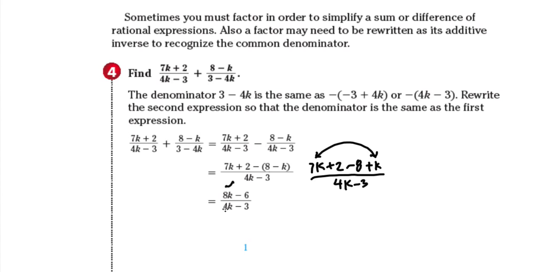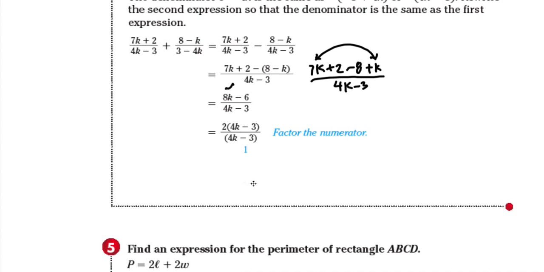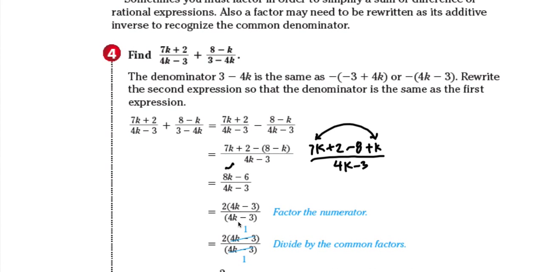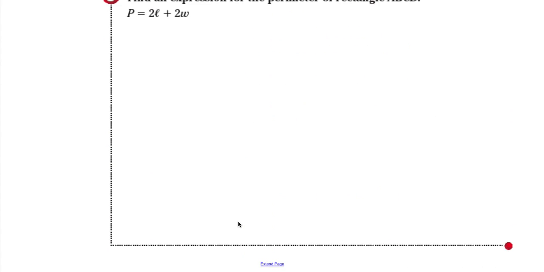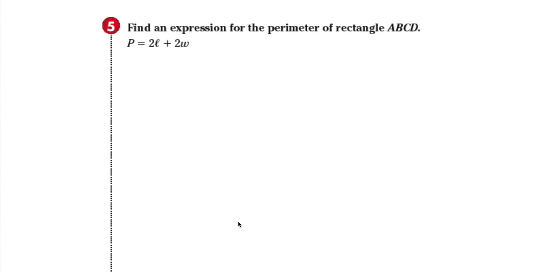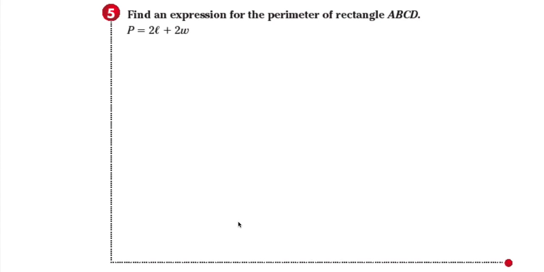And we factor 8k minus 6. The common factor would be 2. So that would be 2 times 4k minus 3. And if you notice now, you have a common factor, 4k minus 3 over 4k minus 3. We simply cancel that out, and you end up with 2. And that is the sum of those two rational expressions. Let's take a look at number 5.